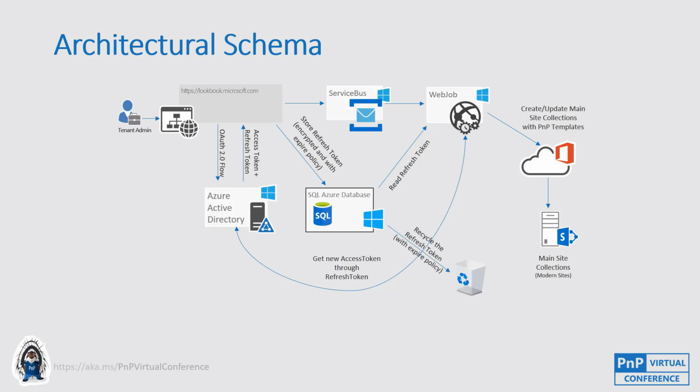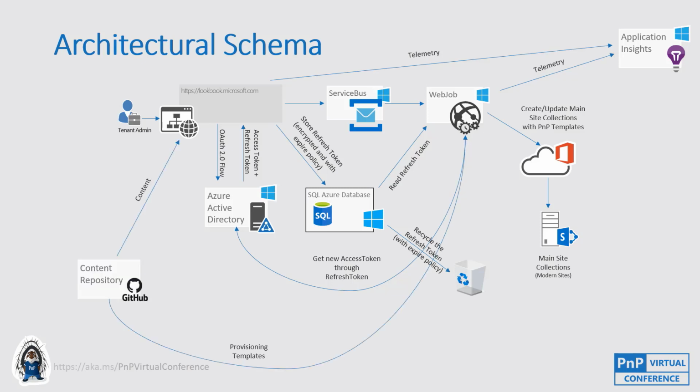Then we get rid of the refresh token, we recycle it with an expire policy to not keep any sensitive information longer than needed, and we store all of the telemetry information both for the web application and for the web job in the Application Insights service. As a side note, we use GitHub as the repository for the content, both for the UI and for the web job, so all of the templates are stored and maintained in the GitHub repository that we have.